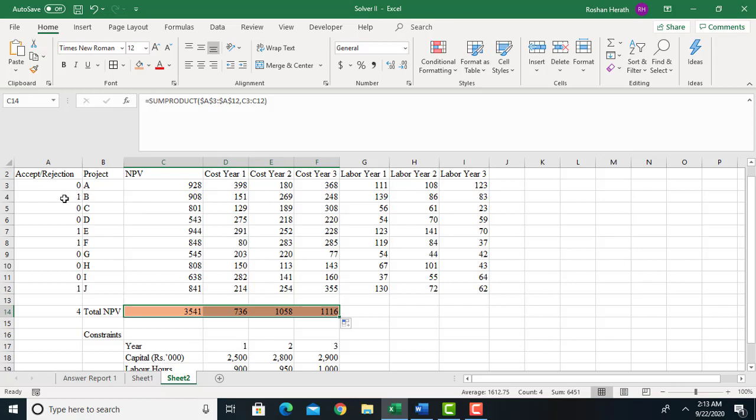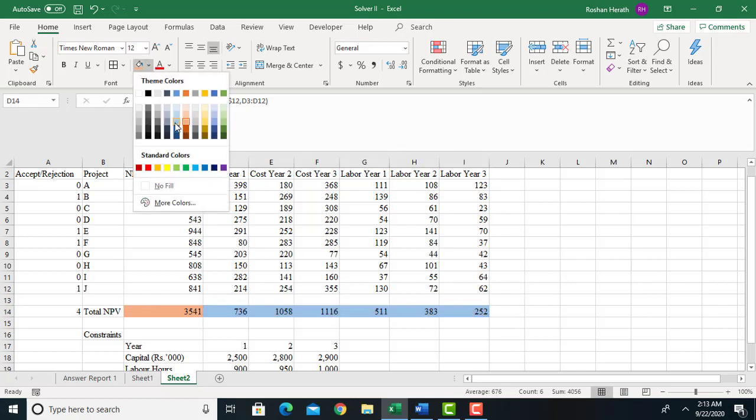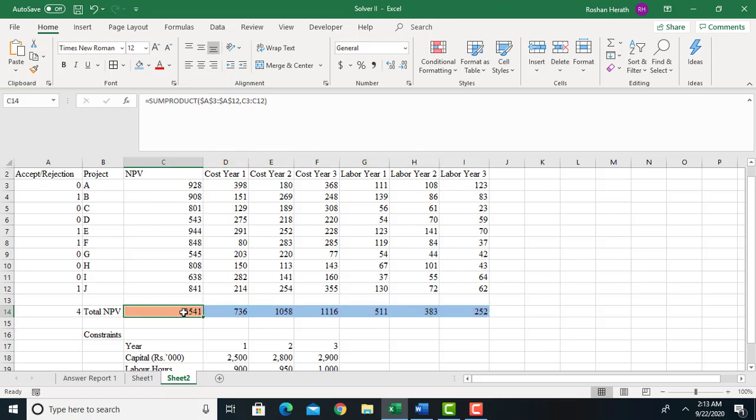Because it's always the total, there you have 1 in front of that particular cost. Similarly, for the labor, you could have taken the same. If you drag this, that's what happens. Now you have identified the total cost of the projects that you accept in years 1 to 3, and the total labor hours that it takes for the selected projects. Since I want to have the total NPV separately, I might use a different color for this because this is our objective.